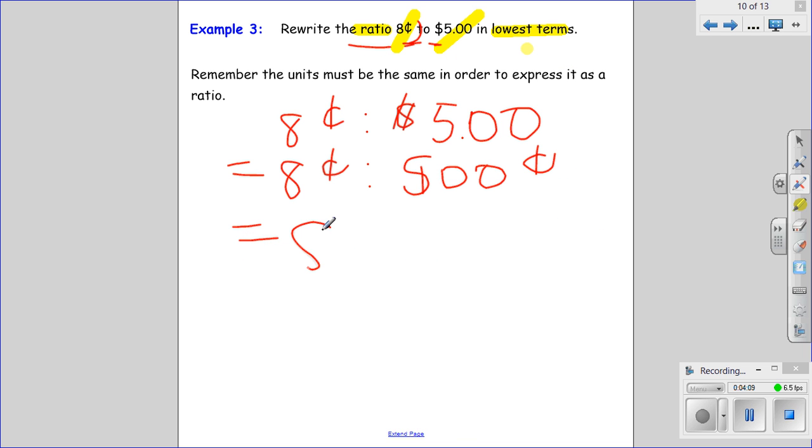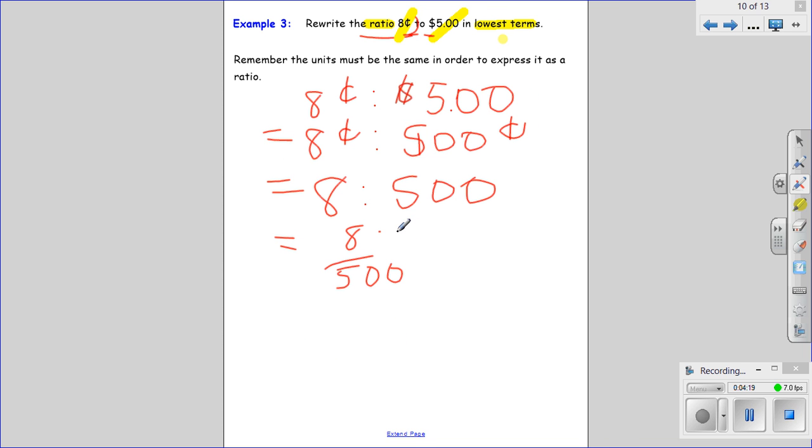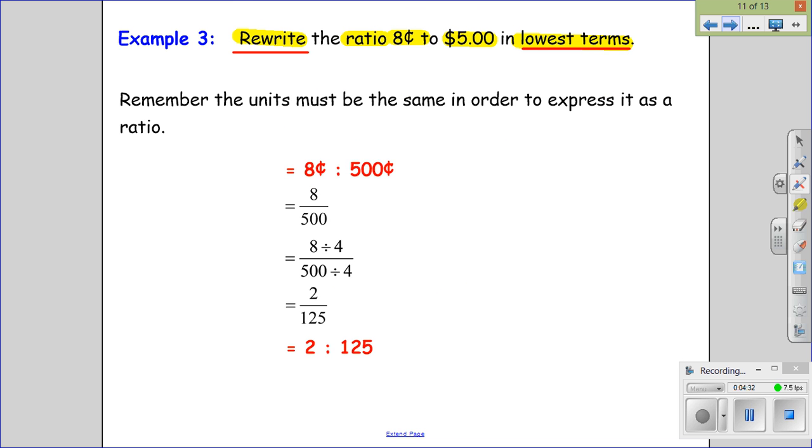And again, I can get rid of the units now because I've converted them to the same thing. The largest thing I can divide both of them by, if I want to write this in fraction form, it can be like that, and I can easily see I'm going to divide them both by 4, which leaves me 2 over 125. And again, I can rewrite it that way.